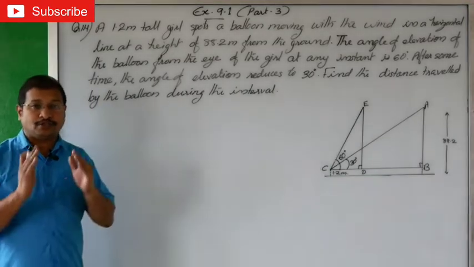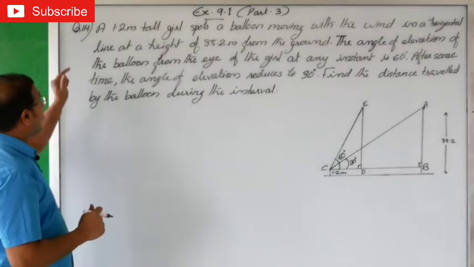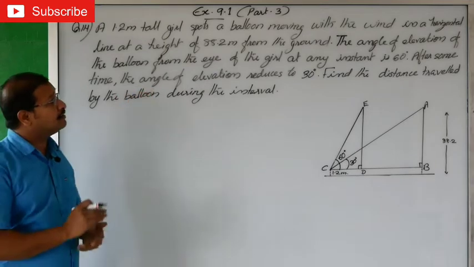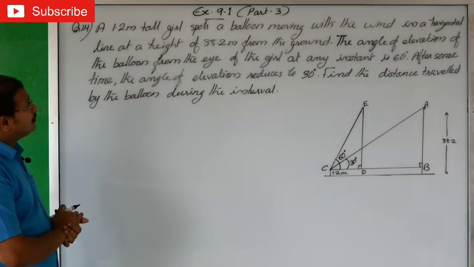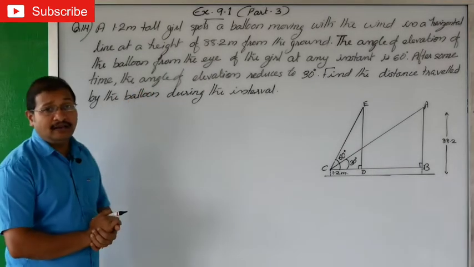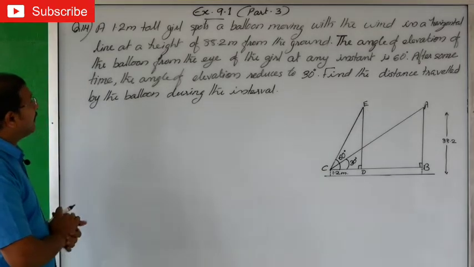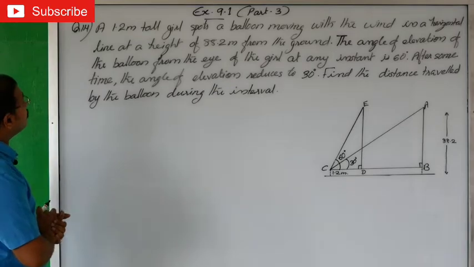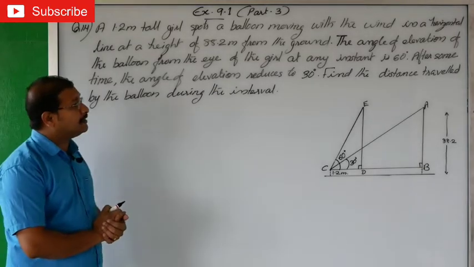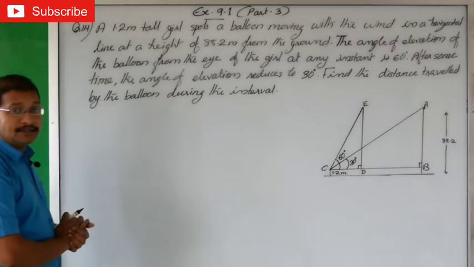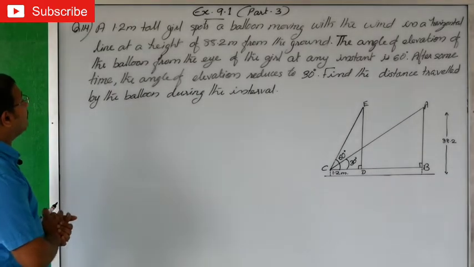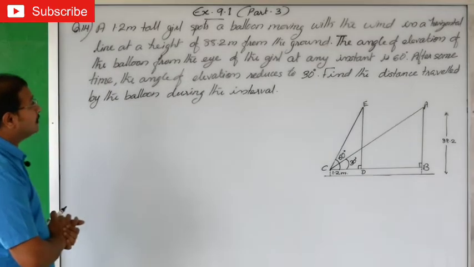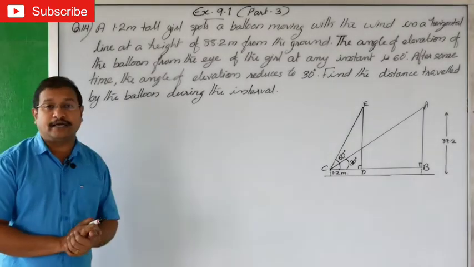Let's see the next question, question number 14. I'll read the question once. A 1.2 meter tall girl spots a balloon moving with the wind in a horizontal line at a height of 88.2 meter from the ground. The angle of elevation of the balloon from the eye of the girl at an instant is 60 degree. After some time, the angle of elevation reduced to 30 degree. Find the distance traveled by the balloon during the interval.